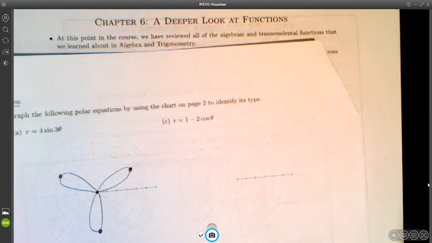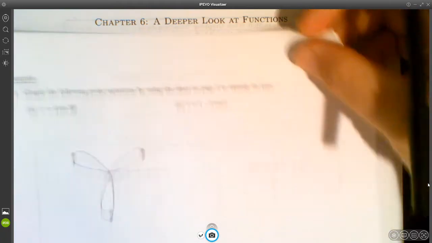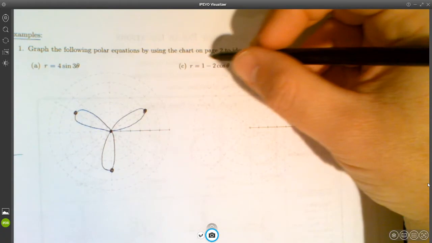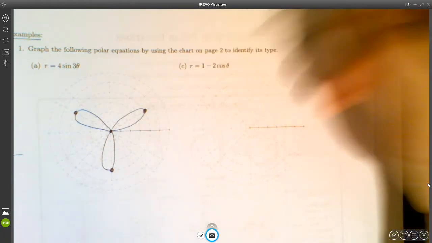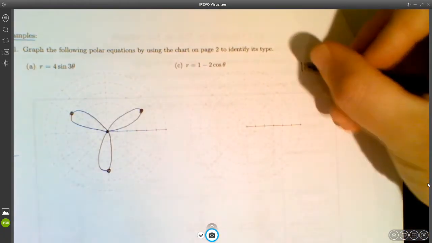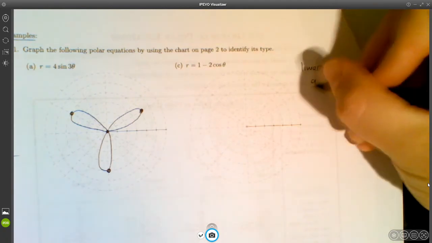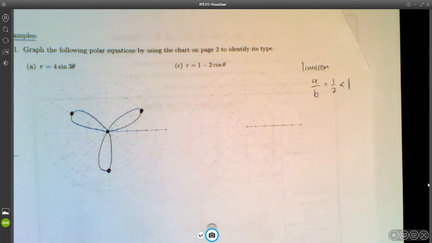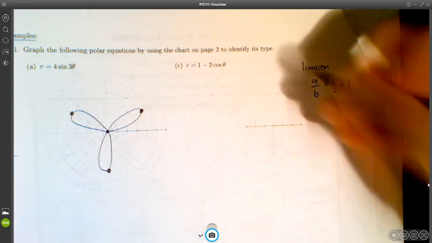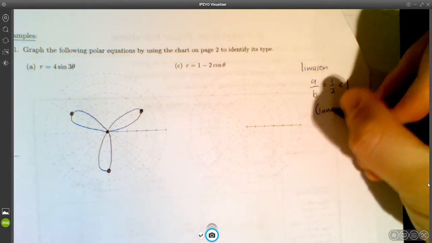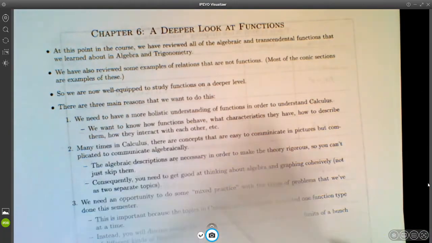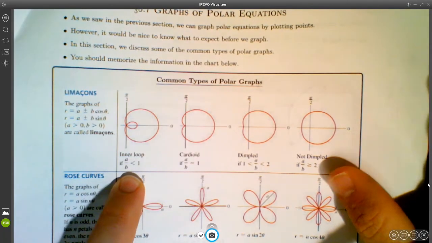Part C. 1 minus 2 cosine theta. This is a limaçon. And if you compare A over B, it's 1/2, right? So note that this is a limaçon. A over B is 1/2, which is less than 1. So that tells you that you have an inner loop, right? That's what we talked about on the first page. If A over B is less than 1, then you get an inner loop.